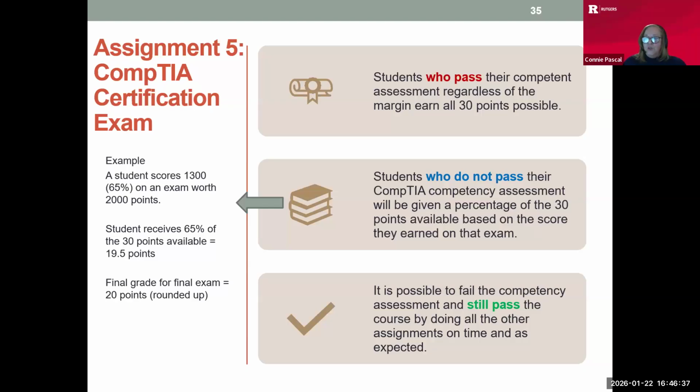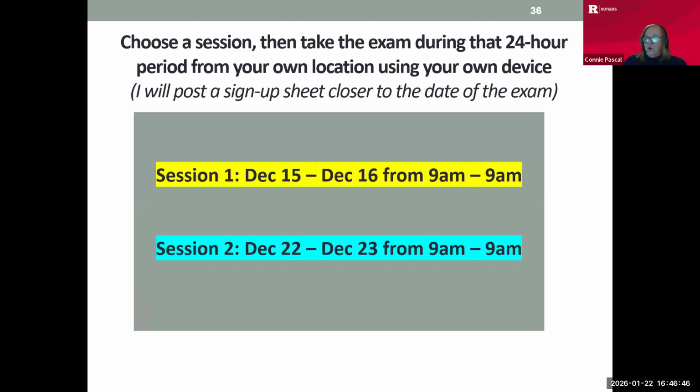So here is your certification exam. Again, this is the one I talked about. It's worth 30 points. If you pass it, you get all 30 points. If you don't, you get a percentage. Oops, sorry, this should be changed as well. This should say May 7th, and this should say May 12th.